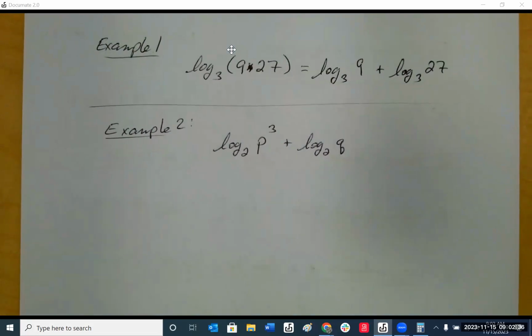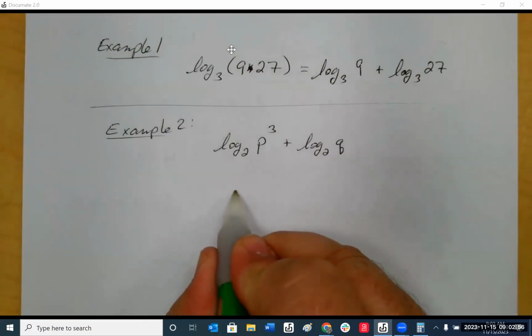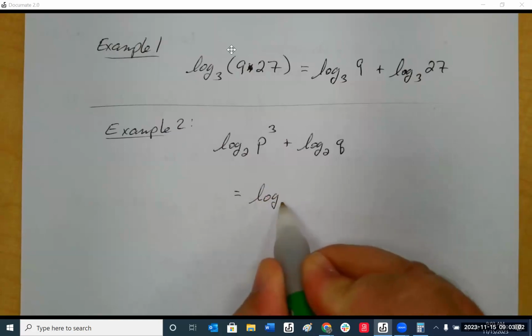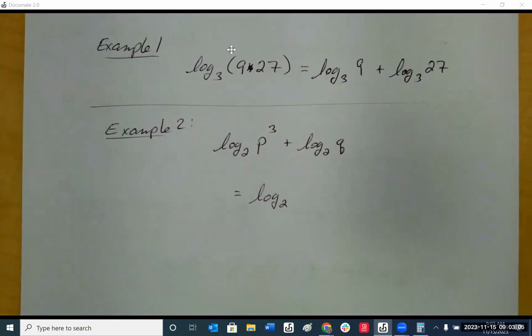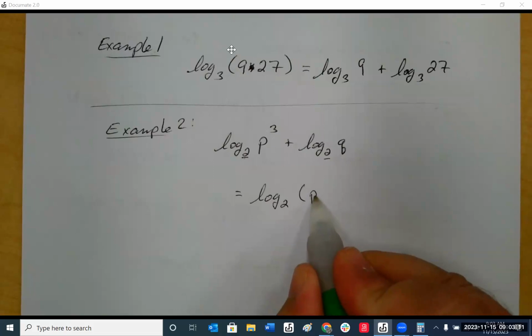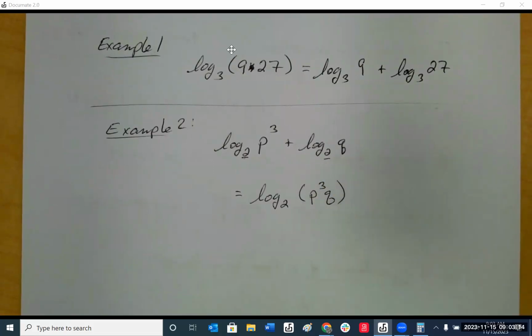Combine these two. So since the bases are the same and they're added, there's my answer. Just combine the two numbers.